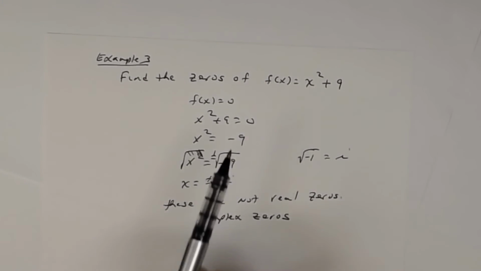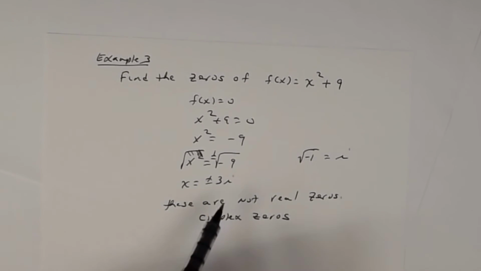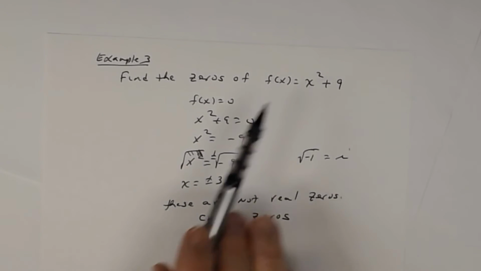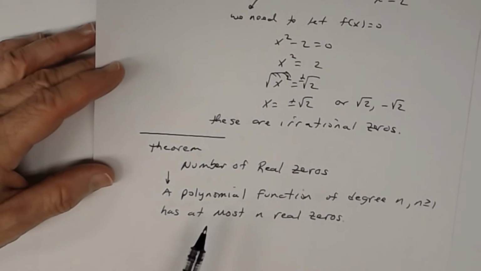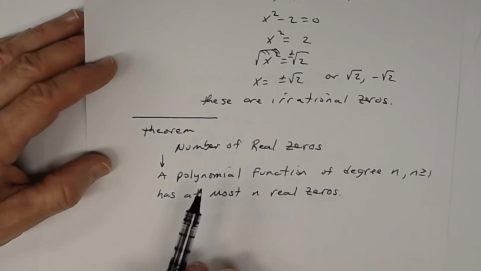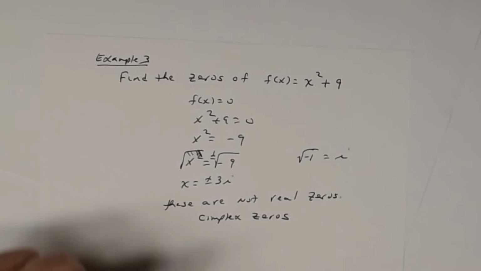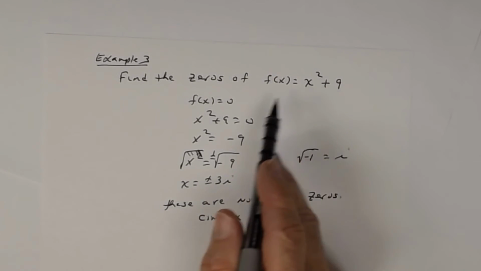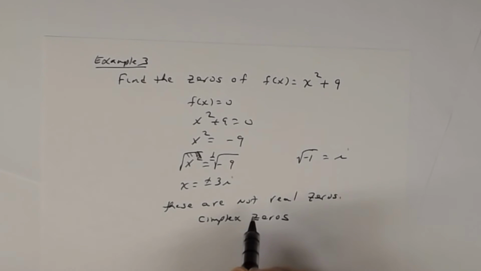All right, so remember this theorem. The theorem says you have at most 2 real zeros. In fact, this one didn't have any, right? So the point I want to make again is that this theorem says a polynomial function of degree n has at most n real zeros. So this one has at most 2 real zeros. When we solved it, we saw that it did not have any, none. They were not real. They were complex zeros.